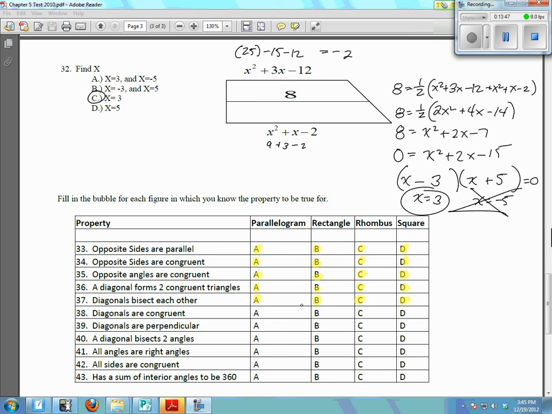Diagonals are congruent. That's only true for a rectangle and a square. Diagonals are perpendicular. That's only true for a rhombus and a square. A diagonal bisects two angles, rhombus and square. All angles are right angles, rectangle, square. All sides are congruent, rhombus, square. Has a sum of interior angles to be 360, all of them.